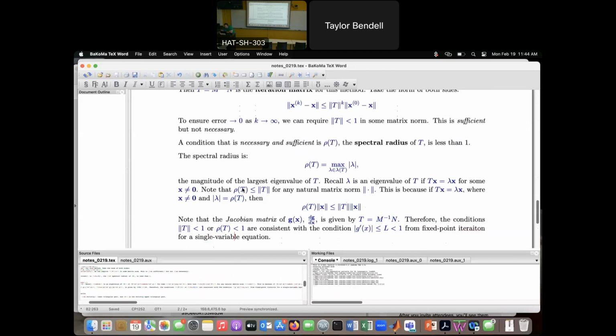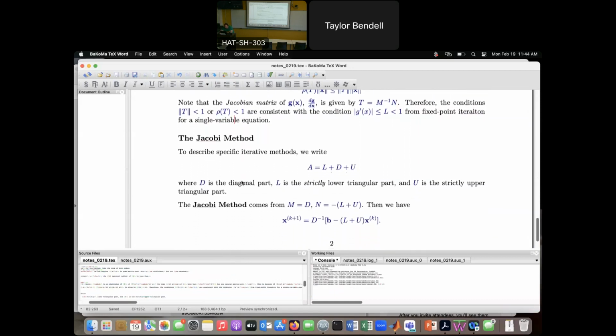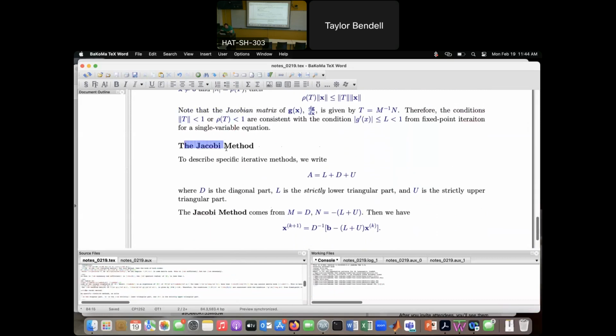All right, now, finally, after 45 minutes, specific iterative methods. Simplest of all is called the Jacobi method. To describe all the iterative methods that we'll see today, I'm going to break A down into L plus D plus U. L is the strictly lower triangular part, everything that's below the main diagonal. D is what's on the main diagonal, and U is what's above the main diagonal.